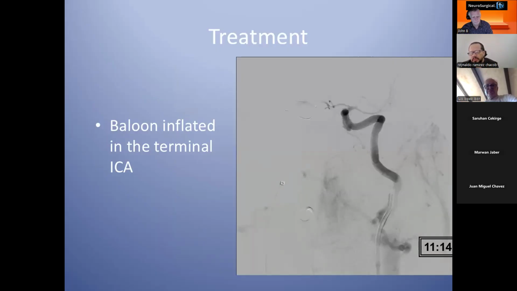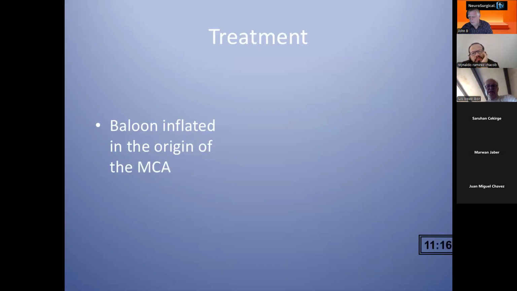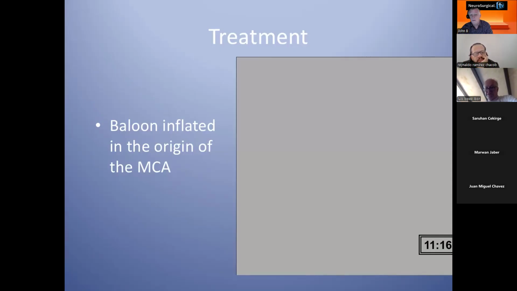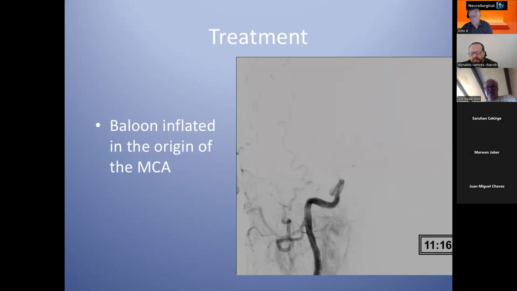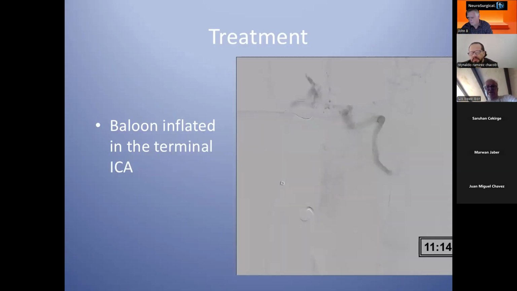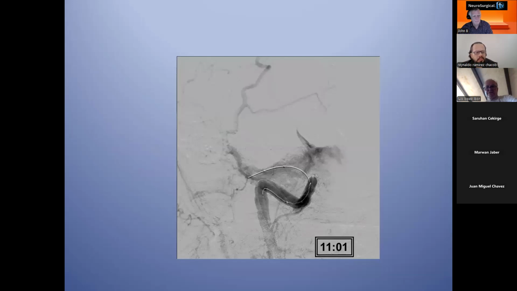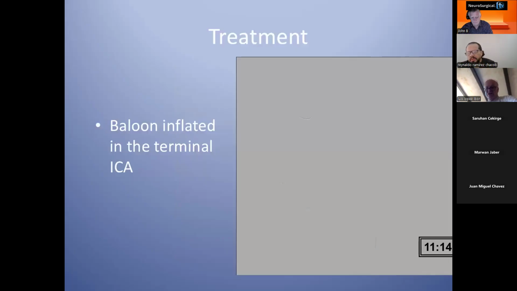I inflate the balloon just at the origin of the MCA. Look at the jet. This is the MCA. You have a spasm. And then I decided to reconstruct, no, sorry, it's not here. Just a minute. This is the rupture. Okay, I decided to reconstruct the vessel with a stent.